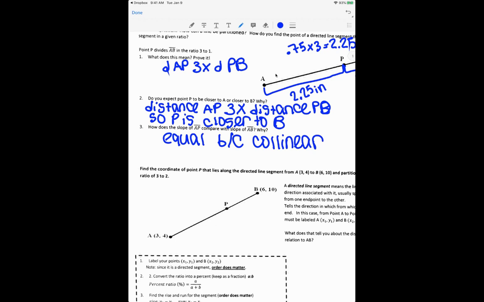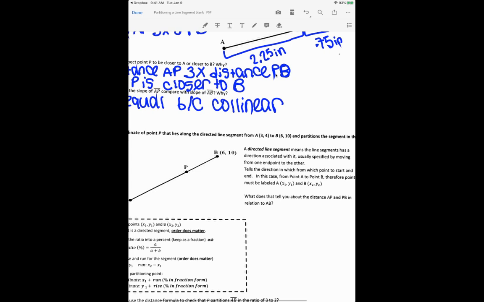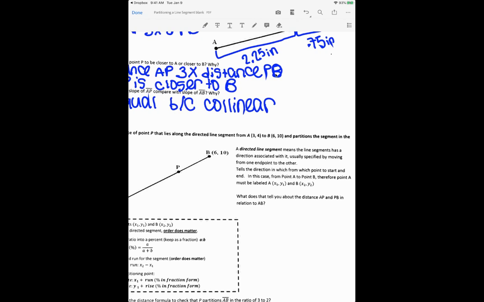Okay, so up next, find the coordinate of point P that lies along the directed line segment from A (3, 4) to B (6, 10) and partitions in a ratio of 3:2. So, a couple things to keep in mind. A directed line segment means the line segment has a direction associated with it, usually specified by moving from one endpoint to the other. It tells us the direction, the points we start at and end at. So in this case, point A to B. So therefore, point A has to be x1, y1, and point B has to be x2, y2.